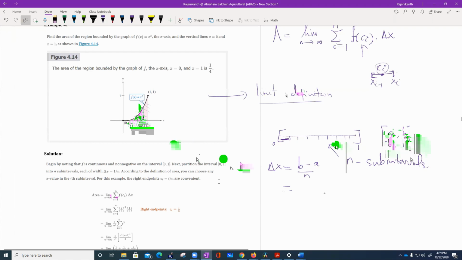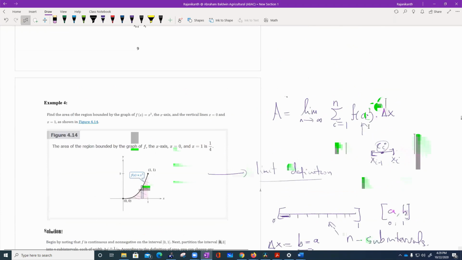So then what is that? That is 1 minus 0 over n. That is simply 1 over n. So this is going to be our subinterval length. So now you have to pick the c_i.